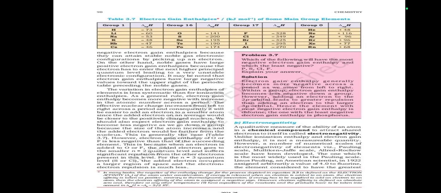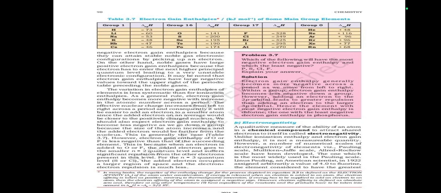Electron gain enthalpies in kilojoules per mole of some main group elements, Table 3.7. Hydrogen, lithium, sodium, potassium, rubidium, cesium, oxygen, sulfur, selenium, tellurium, beryllium, phosphorus, chlorine, bromine, iodine, astatine, helium, neon, argon, krypton, xenon, radon.